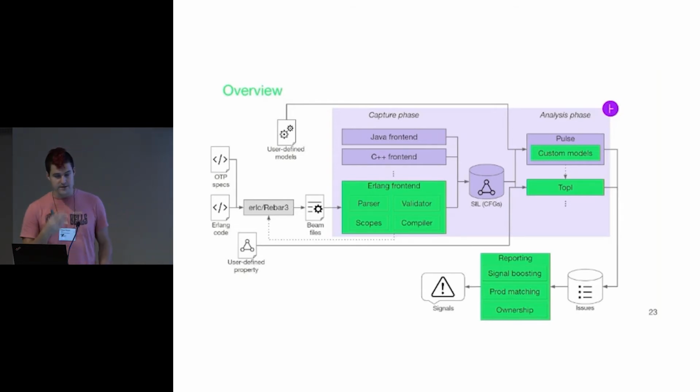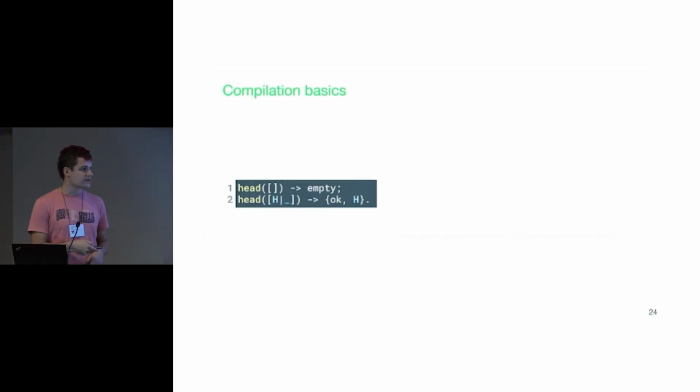We check whether it's a cons, and if it is, then we get the head, we construct the ok atom, and then we return them together as a tuple. And then, since we have no more clauses left, we will report the no matching function clause error. So this is roughly how translating one procedure works.